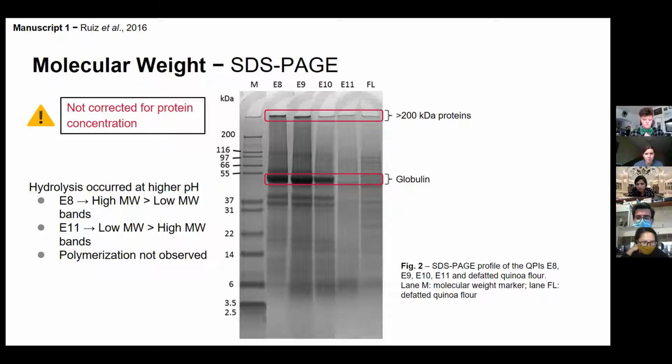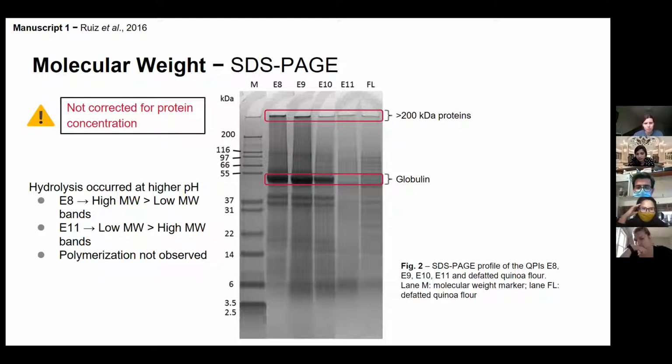And the authors also noted that polymerization was not observed here, because when proteins are subjected to extreme pH, we see polymerization due to extensive denaturation that causes the exposure of hydrophobic groups and sulfhydryl groups that cause them to aggregate. So in the step where they centrifuged them, it got separated, so it didn't get into the supernatant.